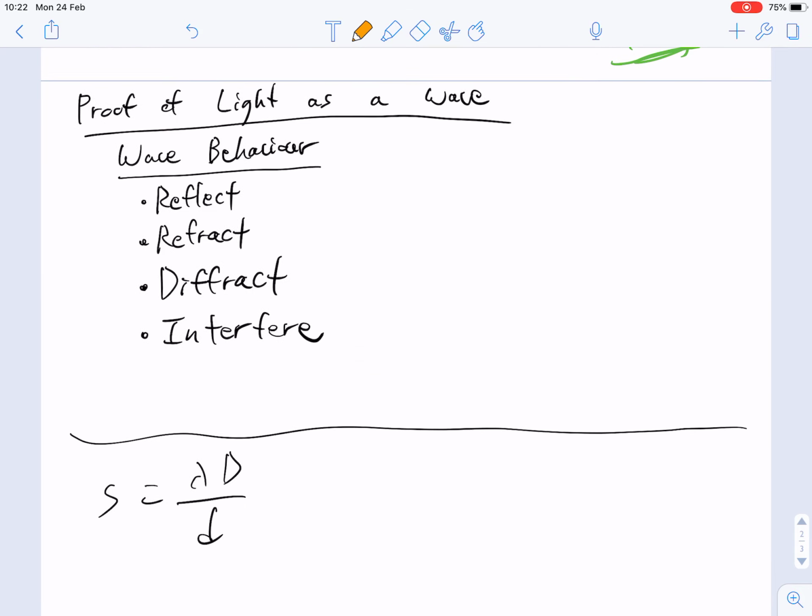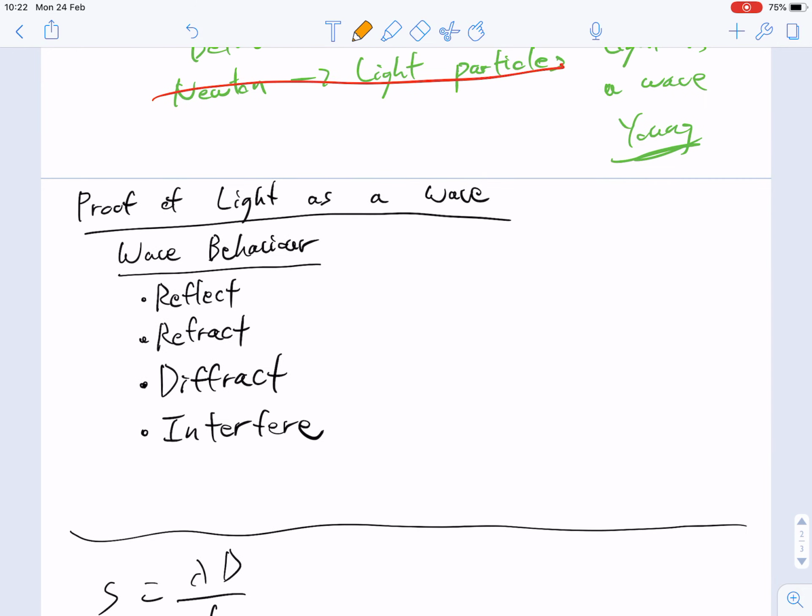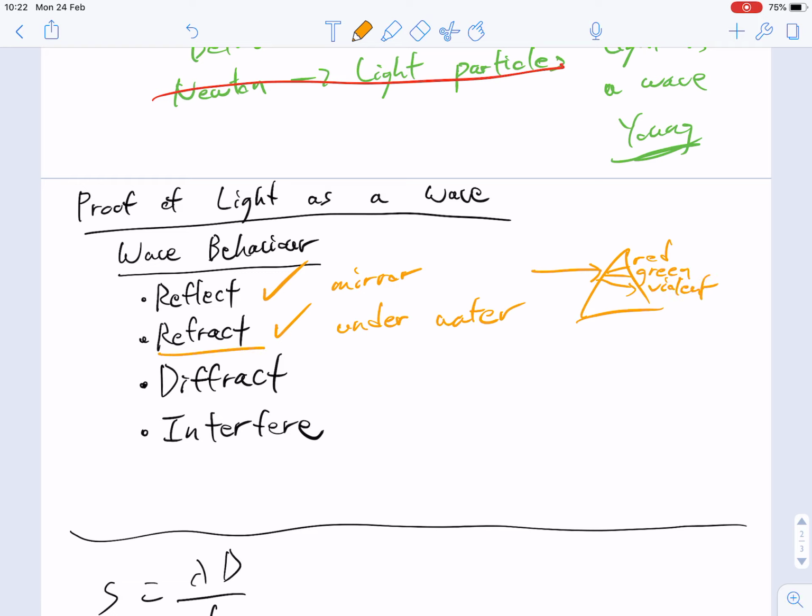Okay, so what we were able to observe up until Young was that light could be reflected, so something like a mirror. Light could be refracted, so when you observe something underwater, or something through a prism. The famous photo that you'll see a lot of, right? A white beam gets split up into all the different colors of red, and green, and violet. So the prism splitting light, that's refraction. And there's also diffraction of light.